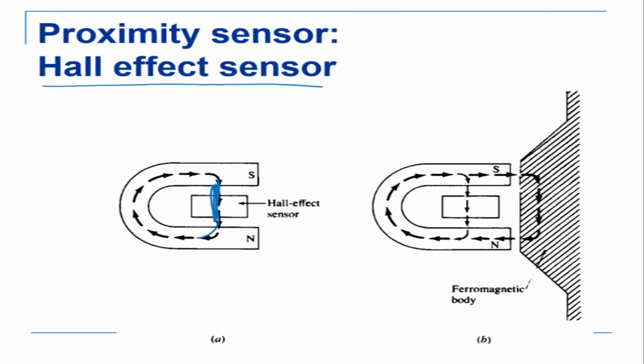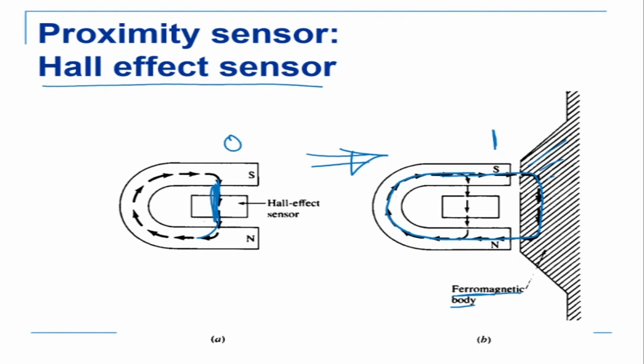Now the moment something comes in front, in the second figure on the right, what happens? The magnetic lines of force are drawn out. The moment they are drawn out, the magnetic lines of force are not passing through the Hall effect sensor. And if this is my signal of 0, then that's my signal of 1. Again, this has to be a ferromagnetic body, which will enable this Hall effect sensor to function.